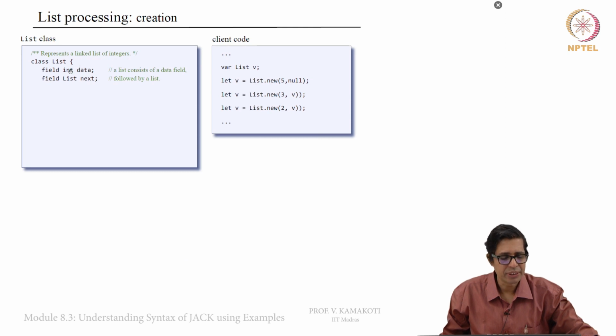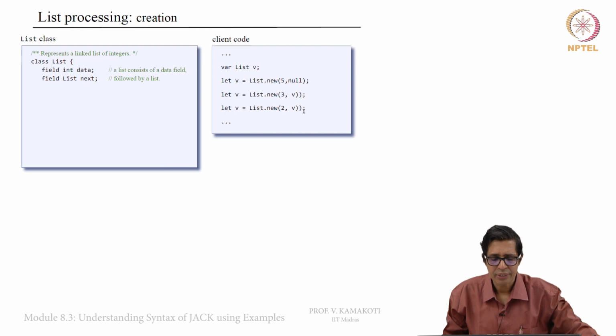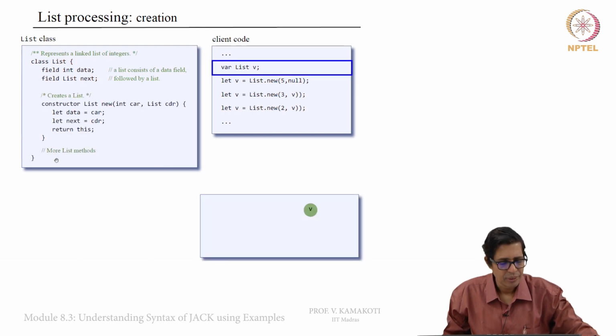So, how is the list? We will now start doing it step by step. Class list, field int data, field list next. The client code would be: list V; V equal to list dot new 5 comma null; V equal to list dot new 3 comma V; V equal to list dot new 2 comma V. So, this is how it goes.